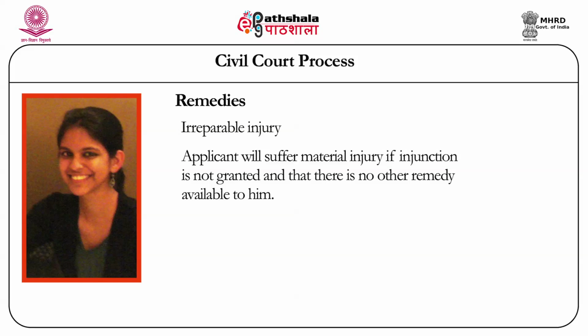The second pillar, irreparable injury. Here the applicant must satisfy the court that he will suffer irreparable injury if the injunction is not granted, and that there is no other remedy open to him by which he can protect himself from the consequences of the apprehended injury. The expression irreparable injury, however, does not mean that there should be no possibility of repairing the injury. It only means that the injury must be a material one, in other words, which cannot be adequately compensated by damages. The principle has been explained in the landmark judgment of American Cyanamide Company versus Ethicon Limited.